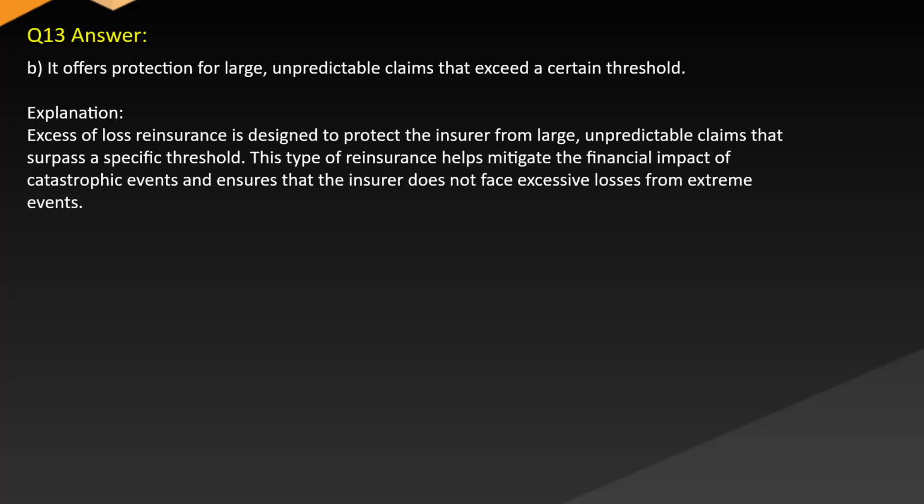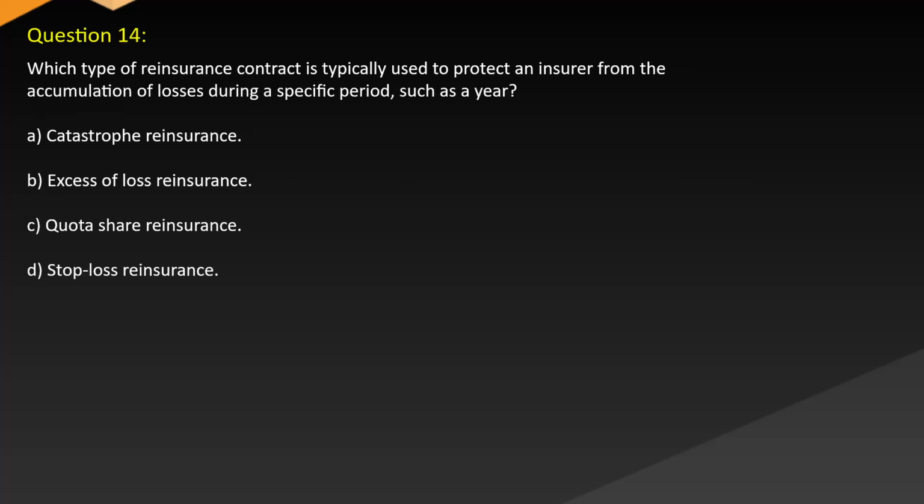Explanation. Excess of loss reinsurance is designed to protect the insurer from large, unpredictable claims that surpass a specific threshold. This type of reinsurance helps mitigate the financial impact of catastrophic events and ensures that the insurer does not face excessive losses from extreme events. Question 14. Which type of reinsurance contract is typically used to protect an insurer from the accumulation of losses during a specific period, such as a year?